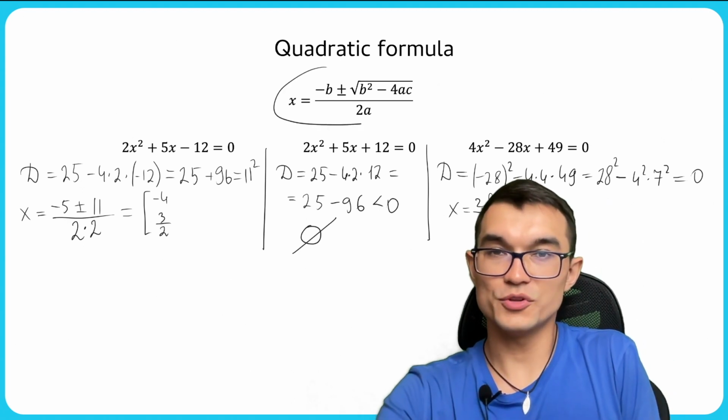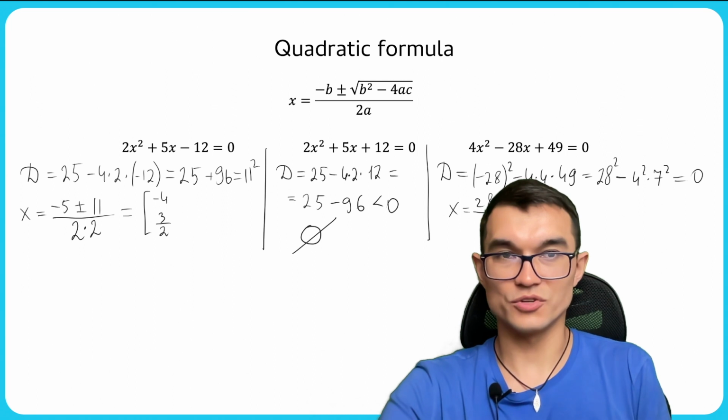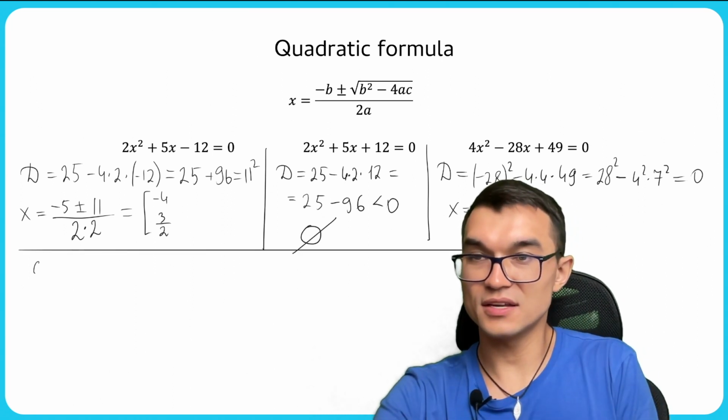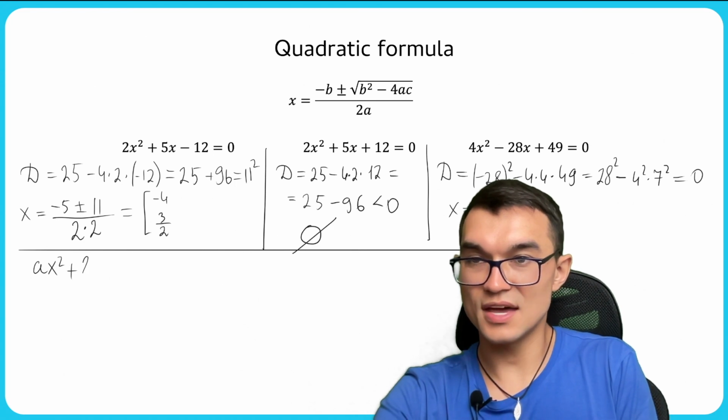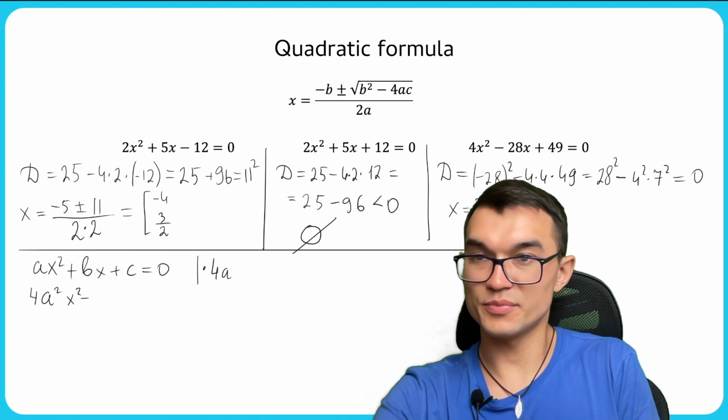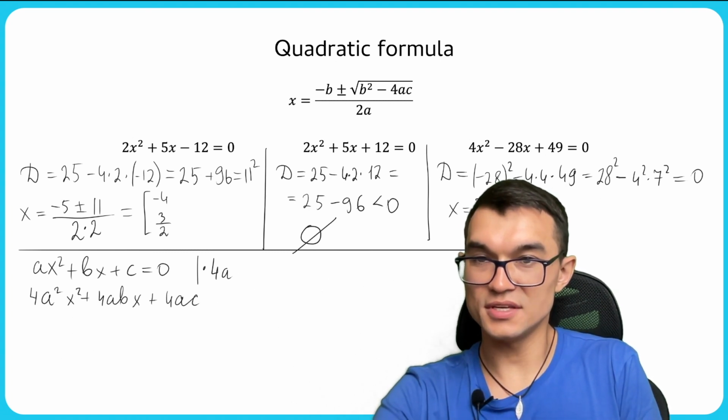Why does that formula work? As I said in the beginning, the quadratic formula method is basically just completing the square. Let me show you that. If I have got a quadratic equation which looks like that, then by multiplying it by 4a, I get 4a squared x squared plus 4abx plus 4ac equals 0.